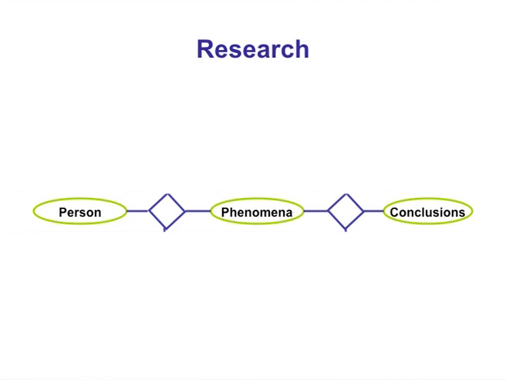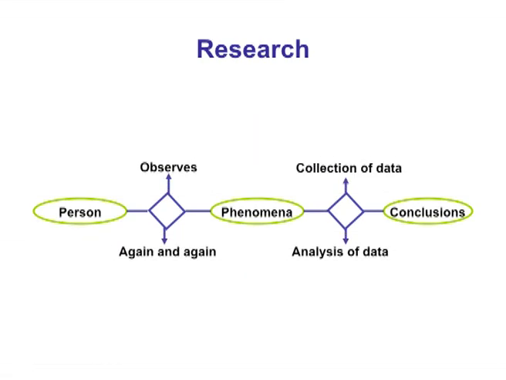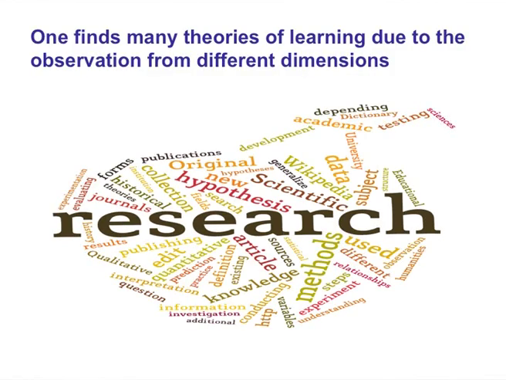This is very clear by the following. Observe the flow diagram. Thus, research means to observe the phenomena again and again from different dimensions. For example, one finds many theories of learning due to the observation from different dimensions. Research is oriented towards the discovery of relationships that exist among different phenomena of the world. It is based on the fundamental assumption that invariant relationships exist between certain antecedents and certain consequences that can be expected to follow the introduction of a given antecedent.